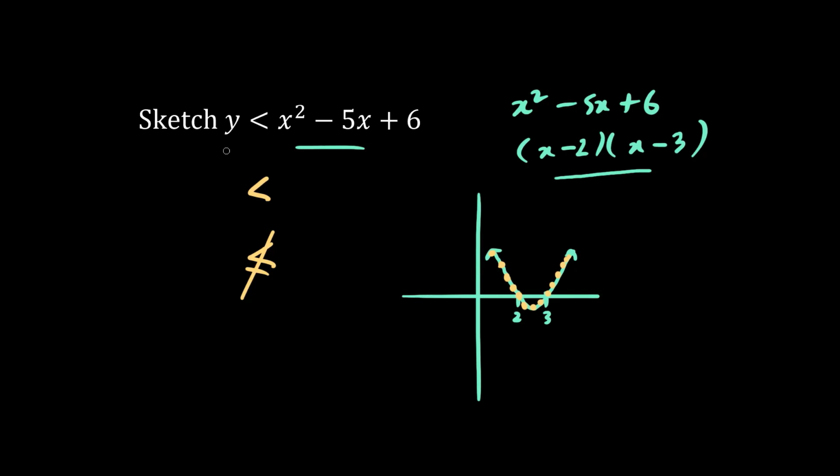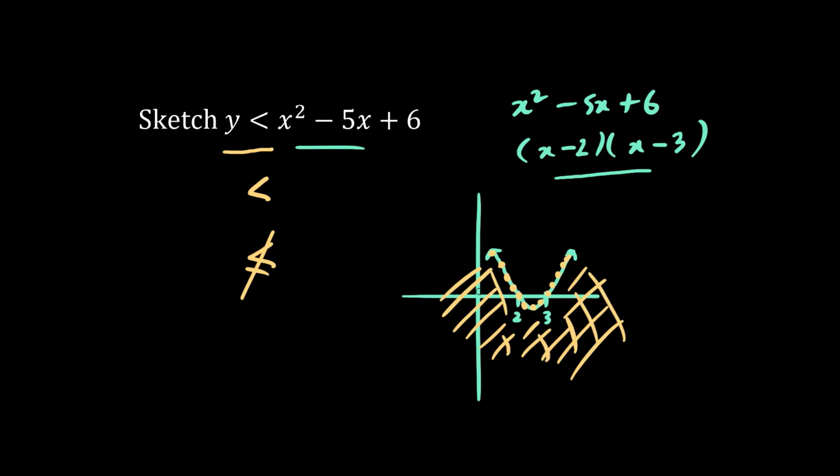Now when we say that y is less than the parabola, it means we're going to shade below the actual parabola. Think of this being a border, and we live south of this border. This here is the solution region.